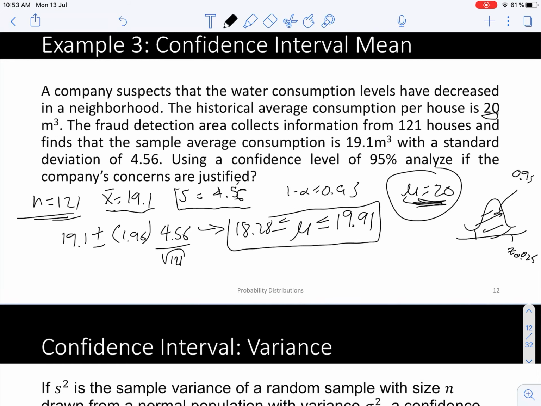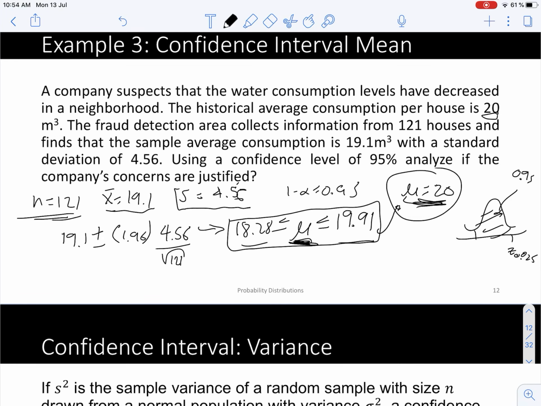So with a confidence level of 95%, based on the sample information, it is expected that the true value of the parameter is between 18.28 and 19.21. Now if we want to answer the question, please notice that mu equal to 20 is not included in this confidence interval. It's out of the limits, right?